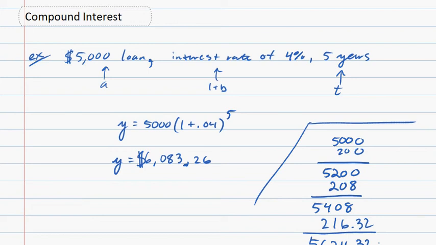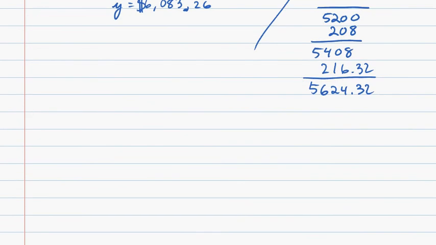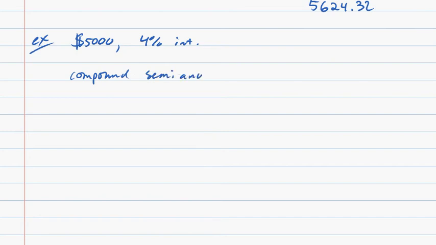Okay, and so it gets a little better than this for bankers. So we're going to do an example with the same amount of money. We're going to start with $5,000. We're going to have 4% interest. And we are going to do something called compounding within the year. So we're going to compound first semi-annually.